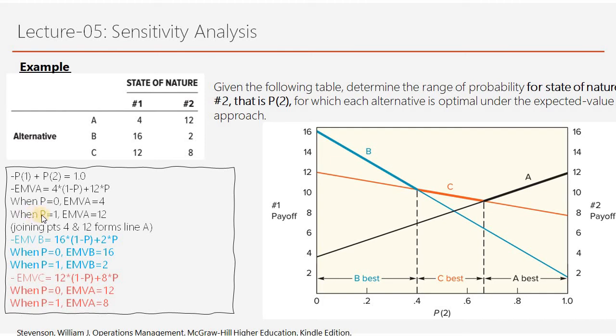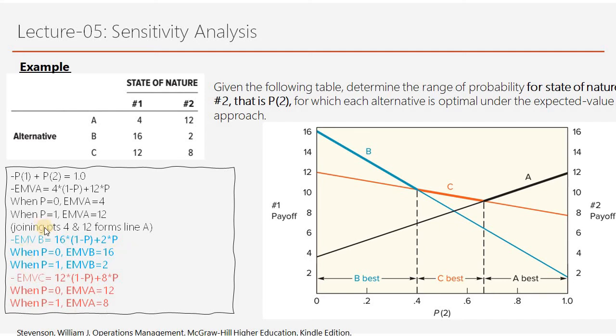Then I want to see when P equals to 1. I substitute in this equation with P equals to 1. So 1 minus 1 is 0. So 4 times 0 is 0. Plus 12 times 1, it will be 12. So I have these 2 points. Okay. So at the left side, when P equals to 0, I have the point 4. And for the right side, when P equals to 1, I have the point 12. So when I combine these 2 points, I will have this line that represents alternative A.